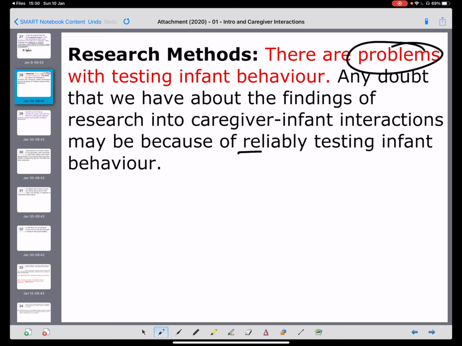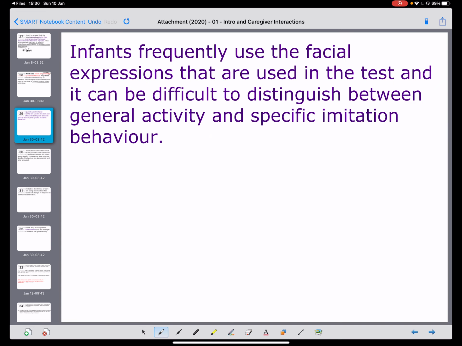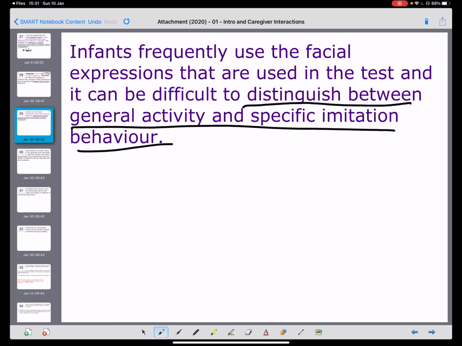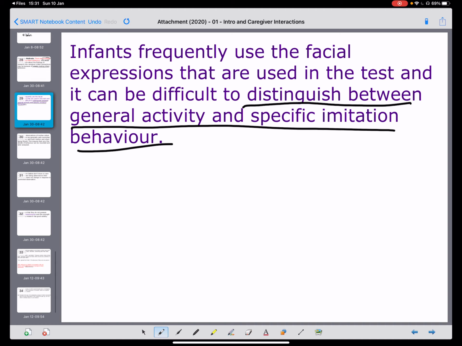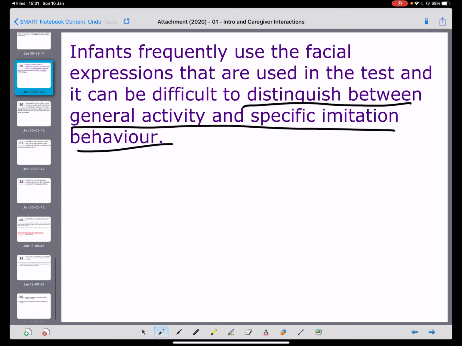And so can we reliably test this infant behavior? So it says infants frequently use the facial expressions that are used in the test. So in other words, they do things like opening their mouths or sticking out their tongues. And so, of course, we can't distinguish between general activity and specific behavior. So in other words, any of the findings that I might have ultimately may be flawed.